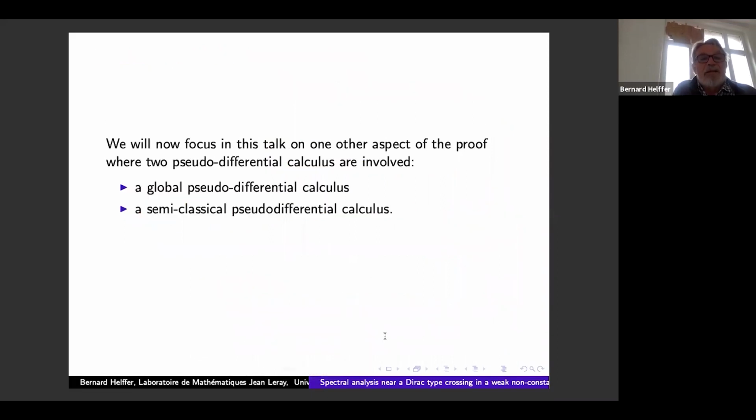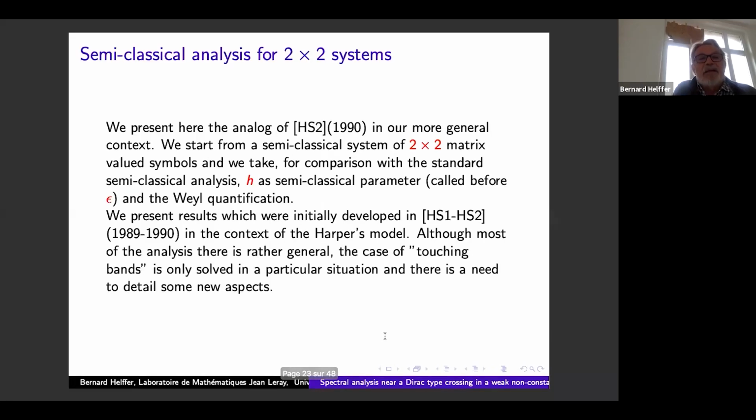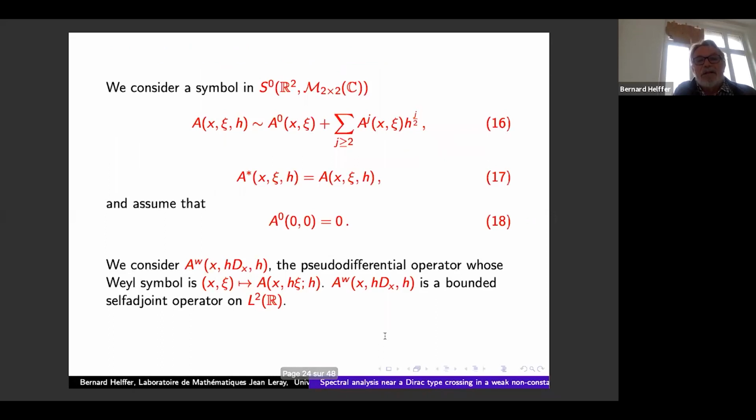I will not continue in this way, and I will focus on one aspect of the proof where two pseudo-differential calculi are involved, a global pseudo-differential calculus and a semi-classical one. This corresponds to the semi-classical analysis of 2x2 systems. Mainly this analysis appears in papers that I wrote with Justin in the 90s for the analysis of Harper's model. So essentially you have a family of 2x2 matrices with an expansion, with symmetry to get the self-adjoint property, and we assume for normalization that A 0 0 0 equals 0.